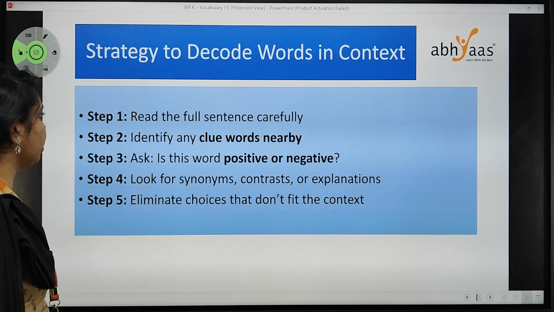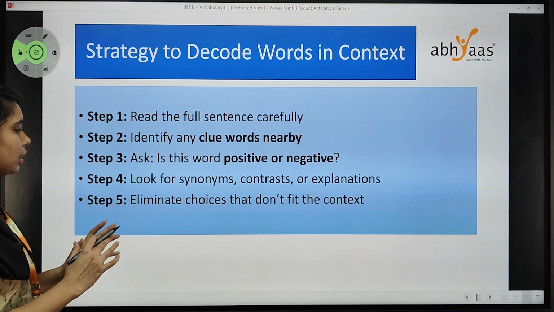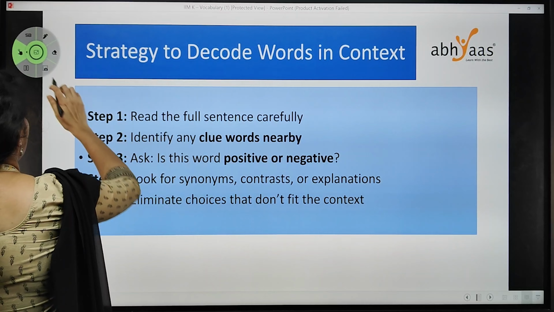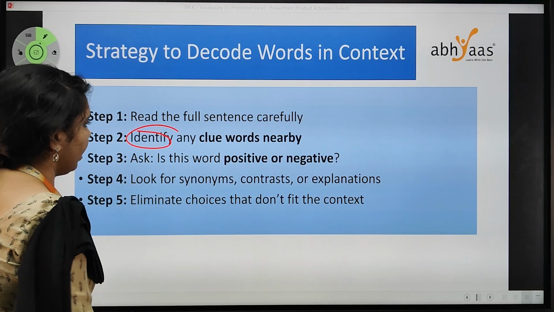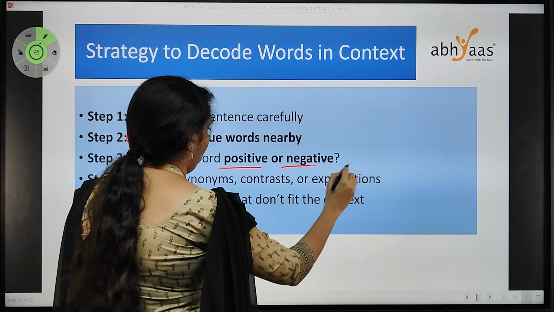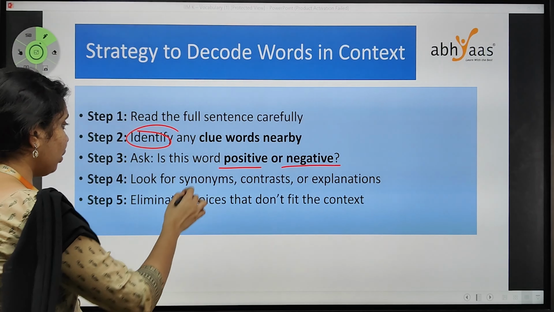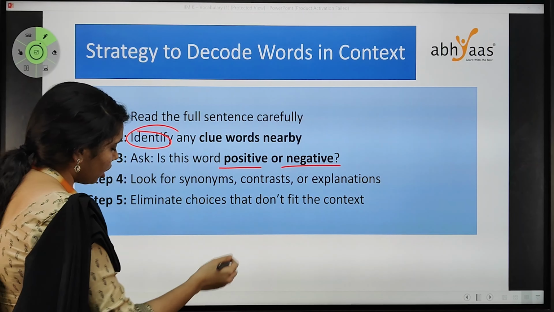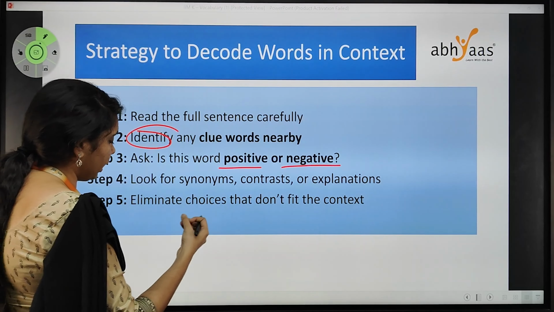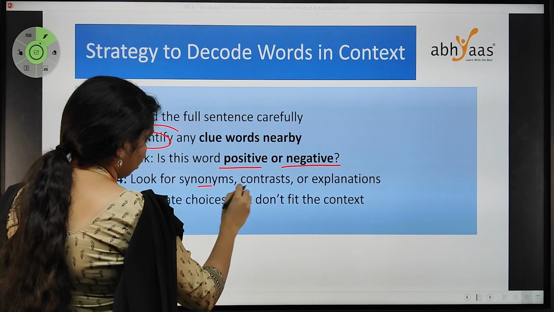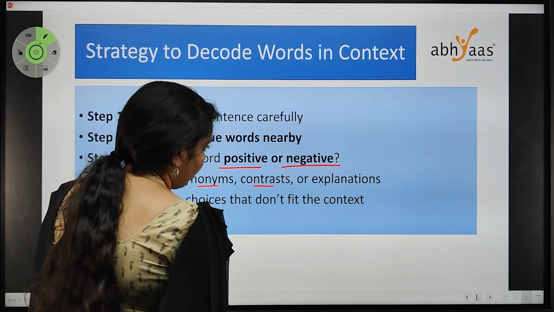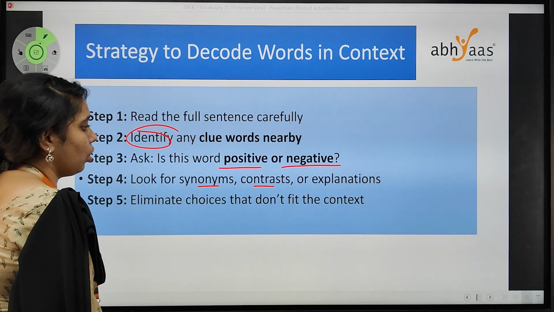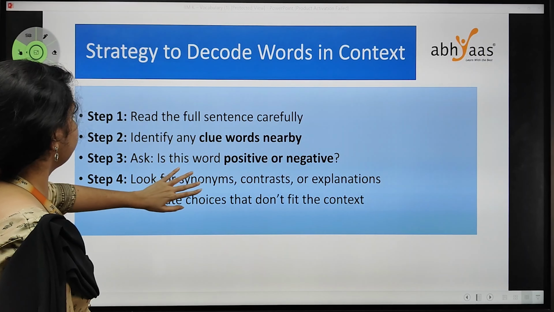Yeah, so let's try to decode a simple strategy. When you read the sentence carefully and when you identify the clue words, this is the main thing. You got to identify the clue words and whether this word is positive or negative. And the word which is positive or negative, what is the function it is playing with regard to the word we are trying to decipher, the meaning of the word we are trying to decipher, right? Is it synonym? Is it an antonym, or does it contrast, or it explains? So what is that? And then you can just eliminate the choice that doesn't fit the context, right?